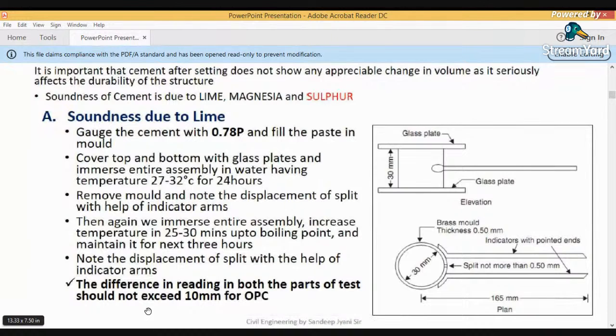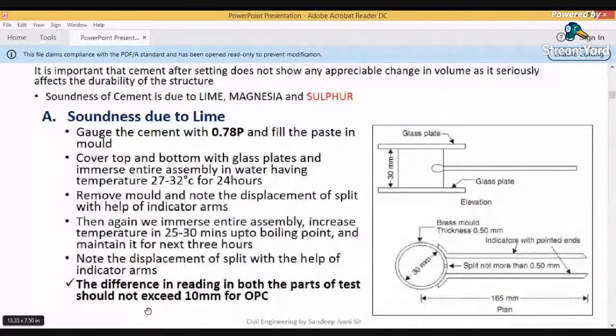When we removed it after 24 hours at 27 to 32 degrees Celsius, we have to record the displacement shown by these two indicators. Lastly, we dip it into boiling water, keeping the setup immersed in boiling water for 25 to 30 minutes, and then take it out and maintain it for the next 3 hours to cool off.